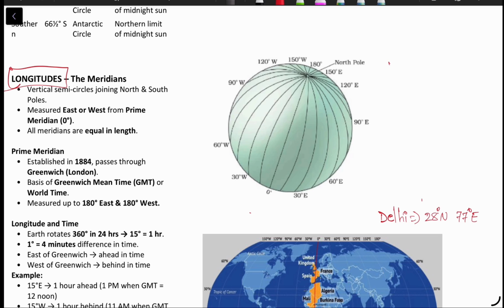Now we will understand the concept of longitudes. Longitudes are also called meridians. These are semicircular lines which divide the earth into different degrees. Here we can see, right, these are the meridians.